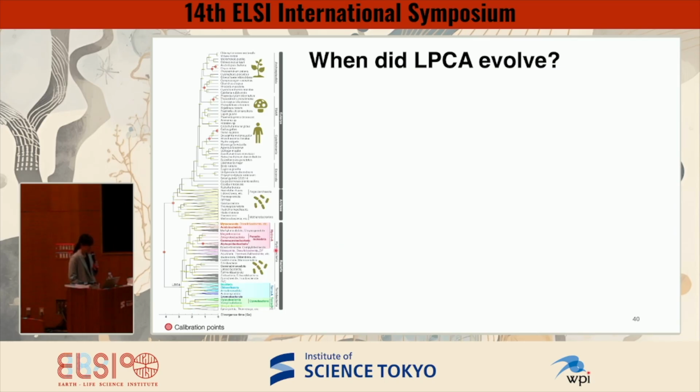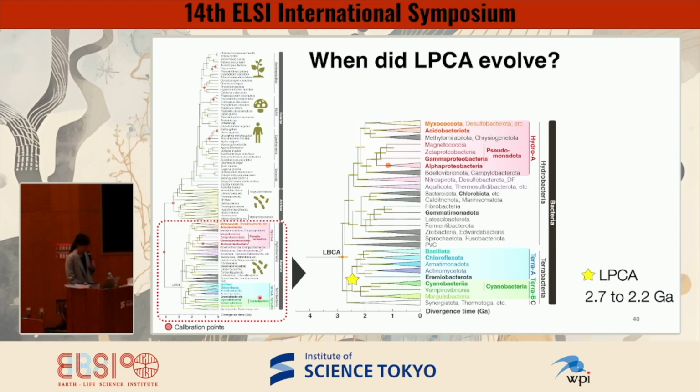Here are the results for time estimation. Tree branch lengths are adjusted to the geological time scale, and the yellow bars indicate the error bars of the divergence times, and red circles show calibration points. Here is the eukaryotic clade, the archaeal clade, and the bacterial clade. To see the branch of diversification, the divergence time of LAPCA is estimated to have emerged at least 2.7 billion years ago.